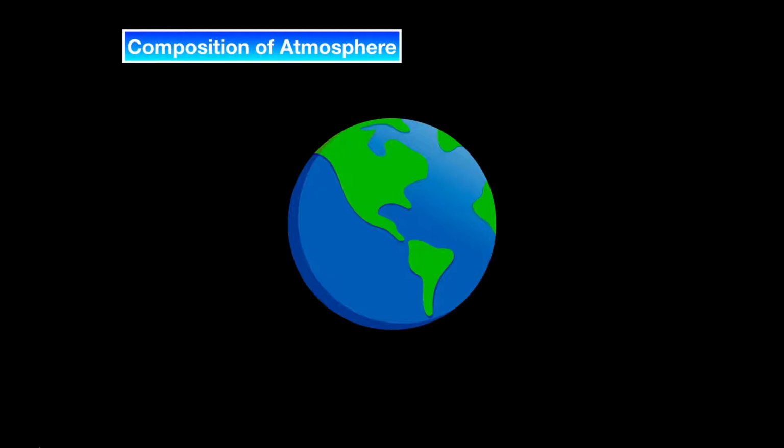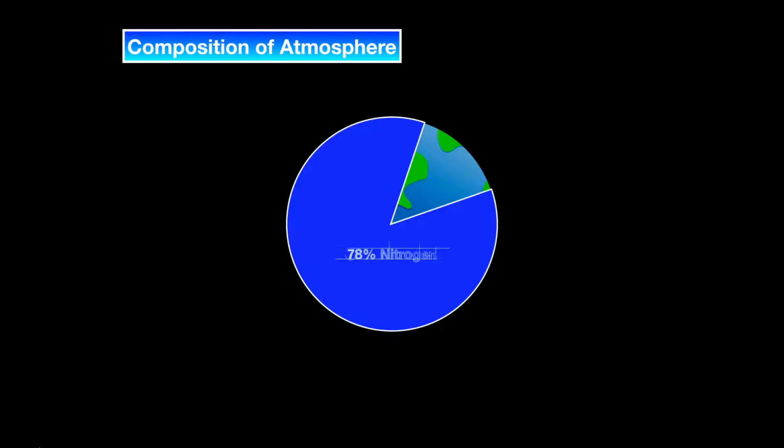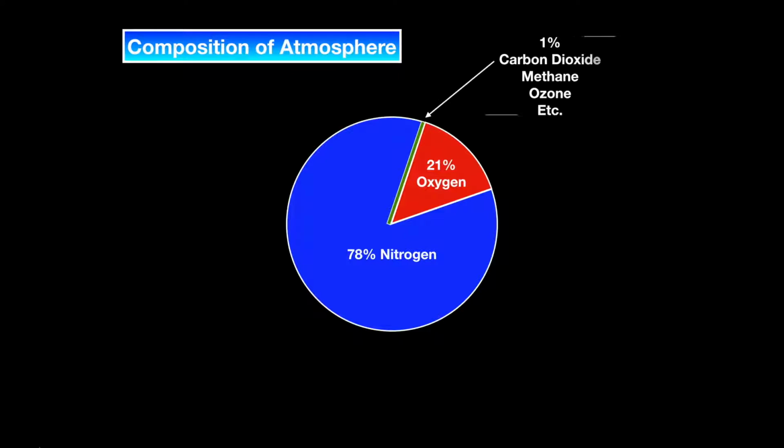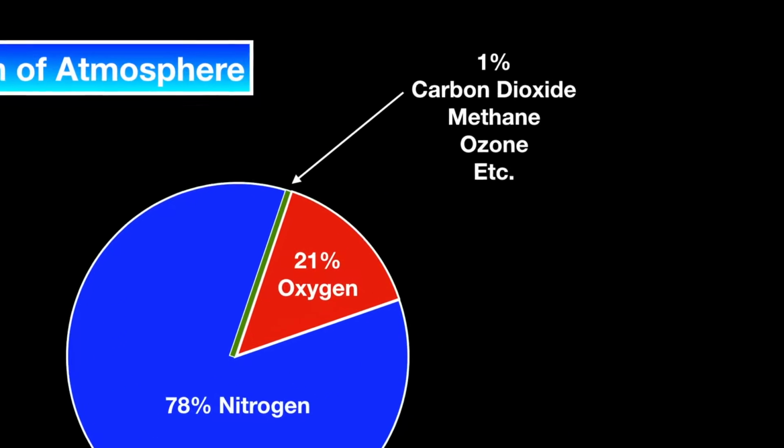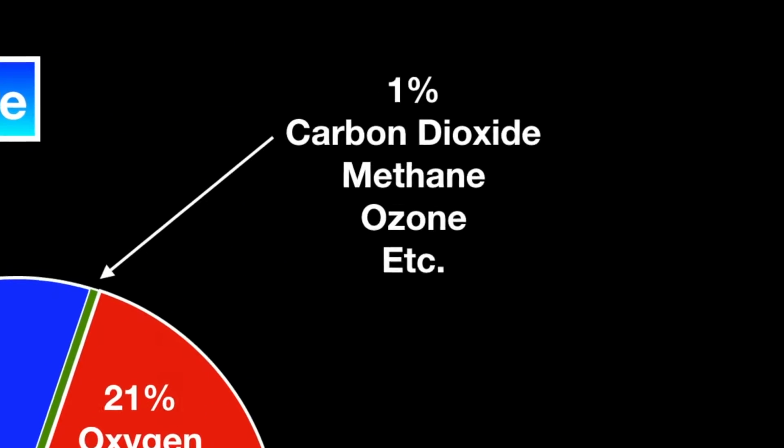Now, the composition of the atmosphere consists of a couple of things. Most of the atmosphere is not actually oxygen. 78% is nitrogen. The rest is oxygen, 21%. And then there are also a few miscellaneous gases. The 1% consists of carbon dioxide, methane, ozone, any other gas that we can think of.